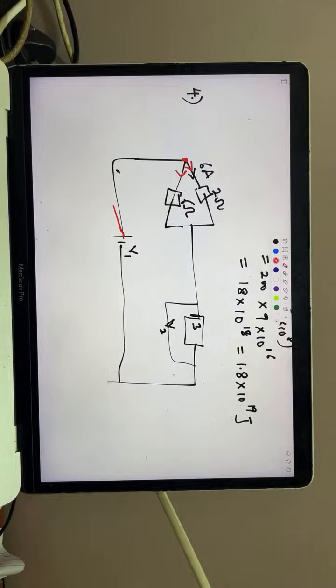Whenever you notice that current needs to split before it gets to individual resistors, that means these resistors are in parallel. Now let me tell you what is common in parallel connection. For parallel connection, voltage is always common. And what do I mean by that?